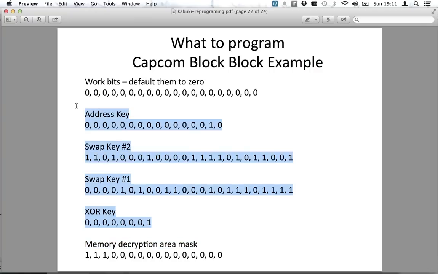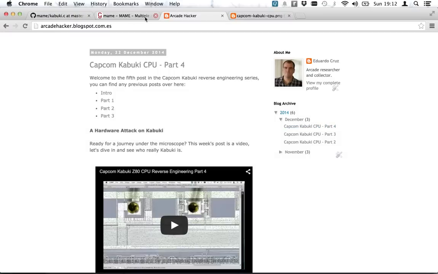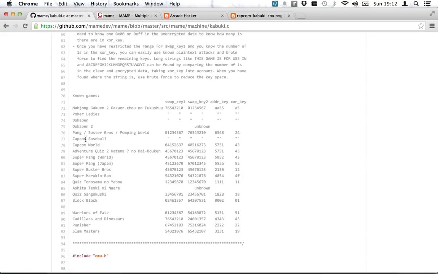These keys right here, the address key, the swap key 1, the short key, are available from MAME. So if you access this URL, or if you search on Google kabuki.c driver MAME, you'll probably land on this piece of code. And in there, you have all of the different decryption keys that these guys nicely expose and share with all of us.